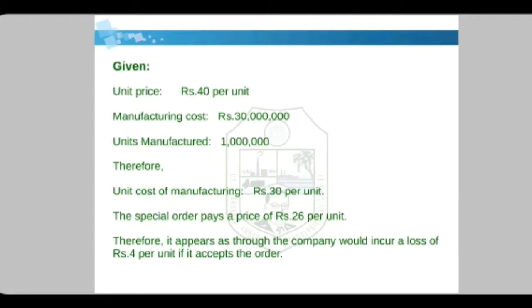The special order pays a price of rupees 26 per unit. Therefore, it shows that if we accept the order, it appears that the company would incur a loss of rupees 4 per unit if it accepts the order. So when they are selling it for 40 rupees and the manufacturing cost is 30 rupees, there is a gain of rupees 10. But whenever we accept the order, which is at rupees 26 per unit, and the manufacturing cost is 30 rupees per unit, there is a loss of 4 rupees. So this is the problem.